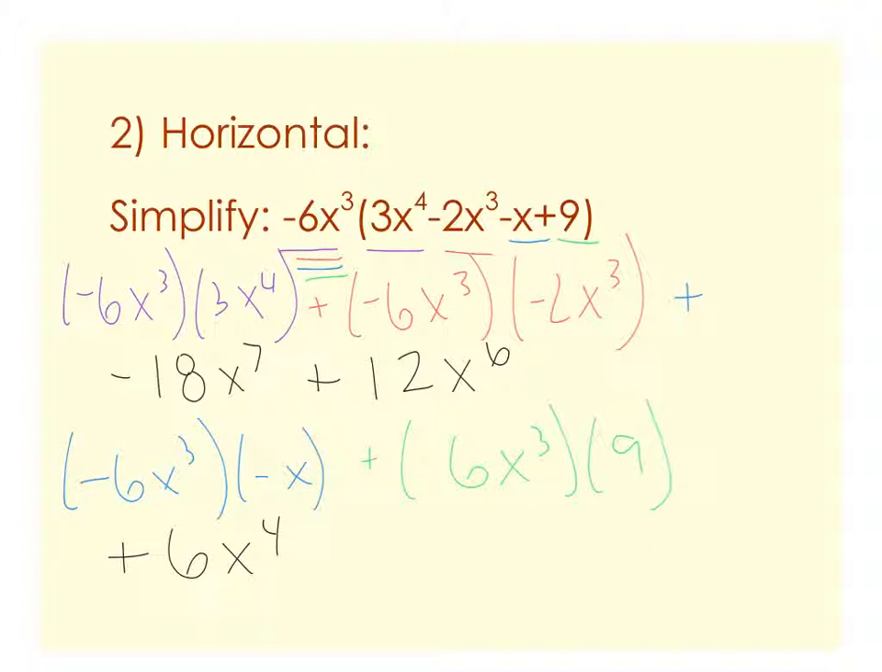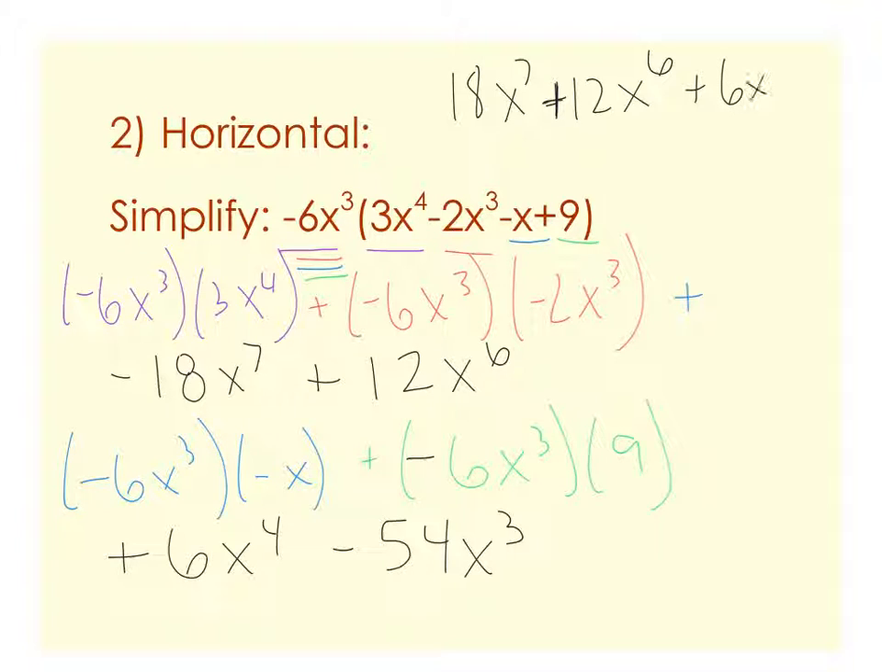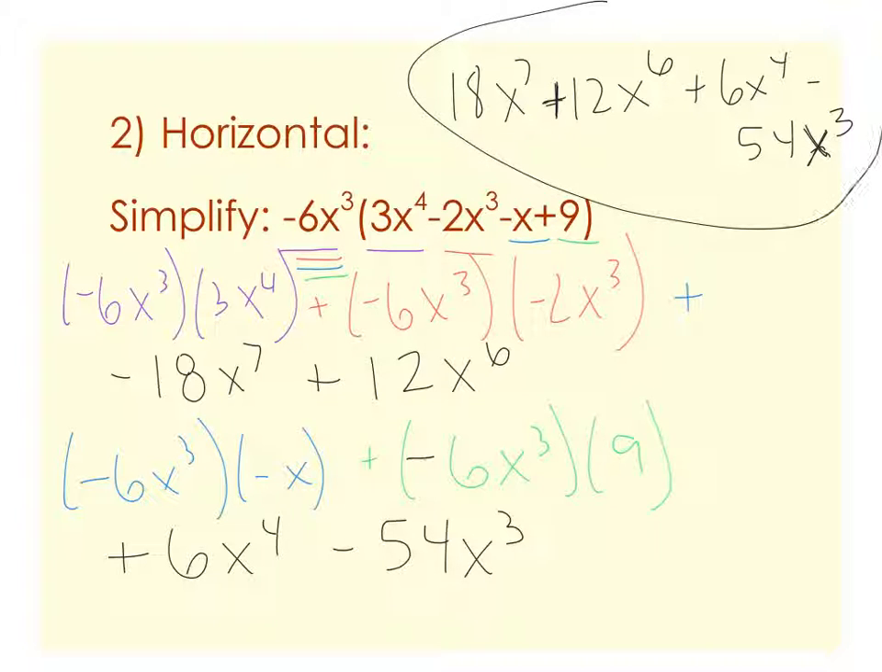And last in green, 6x cubed, doesn't look like the negatives there. Add that negative there so I can see that, times 9, and that should be negative 54x cubed. So my final answer here is negative 18x to the seventh plus 12x to the sixth, addition sign there, plus 6x to the fourth minus 54x cubed. And I look again to see if I can combine like terms, and I cannot, so that problem is complete.